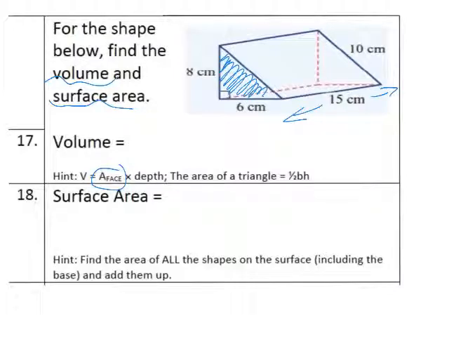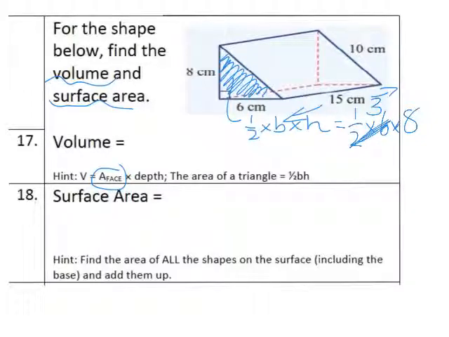Now whenever you work out the area of a triangle, you go a half times the base times the height. So here I'm going to work out the half times the base of 6 times the height of 8. Now half of 6, you would all know that's 3. So really 3 times 8 is 24. And that's the area of the triangle at the front face.